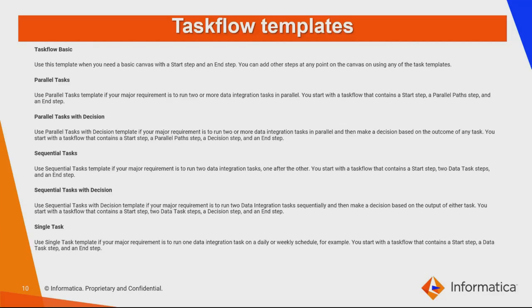Use parallel paths with data decision template if your major requirement is to run two or more data integration tasks in parallel and then make a data decision based on the outcome of any task. You start with a task flow that contains a start step, a parallel path step, a data decision step, and an end step.